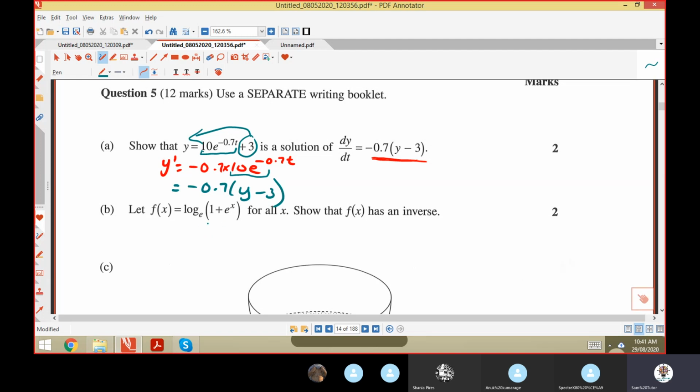How do we show that something's always increasing or decreasing? It's through its gradient, right? Because the gradient would not be changing. So how do we differentiate a log? What's the derivative of a log now?